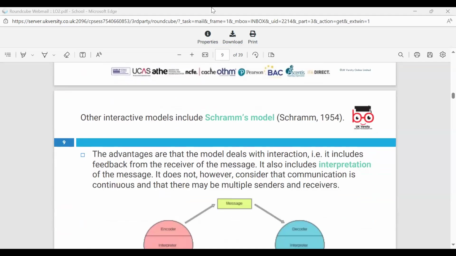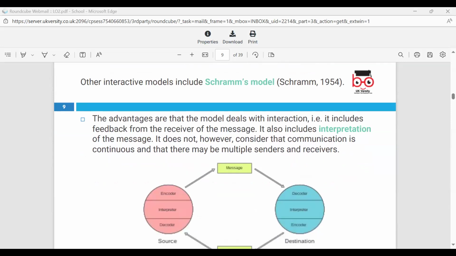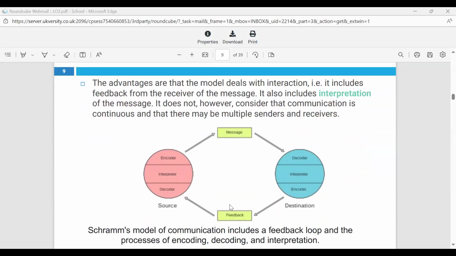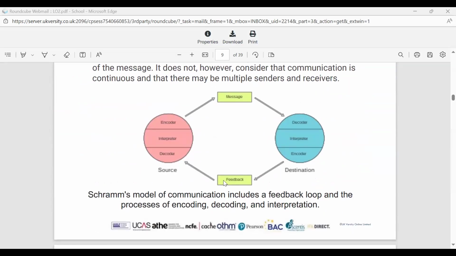Another interactive model is the Schramm model in 1954. This is a two-way circular model that describes communication as a continuous process of encoding and decoding messages, where the sender and the receiver exchange roles. So this is where the messages are exchanged, and the receiver and the sender swap roles.